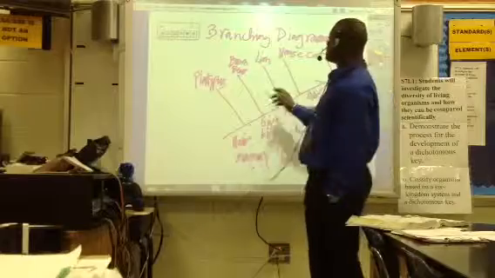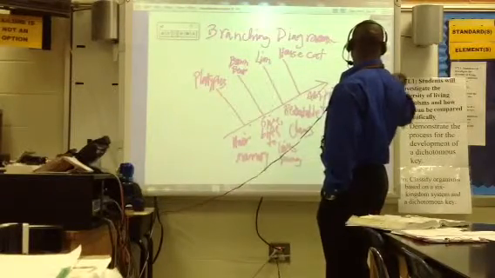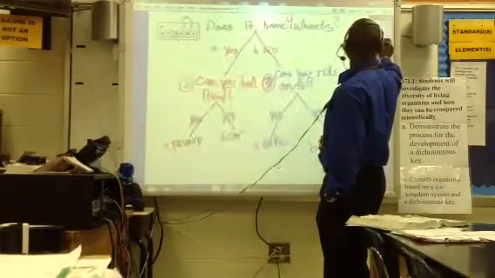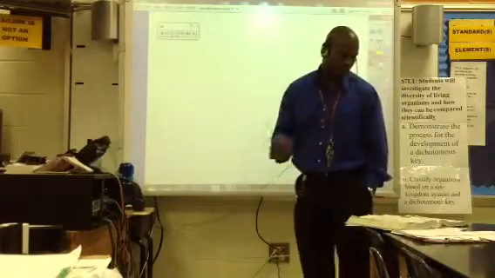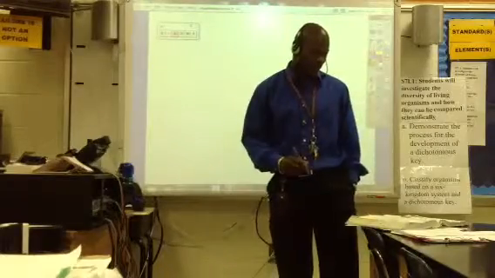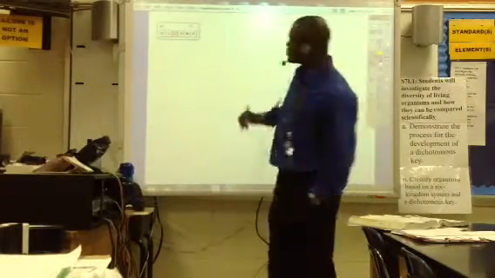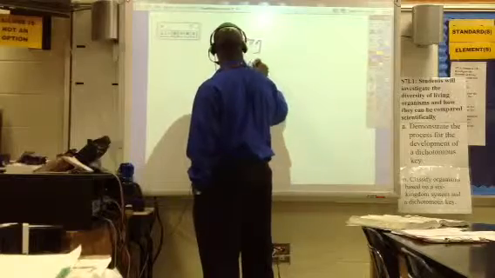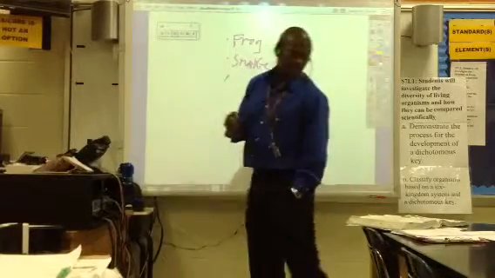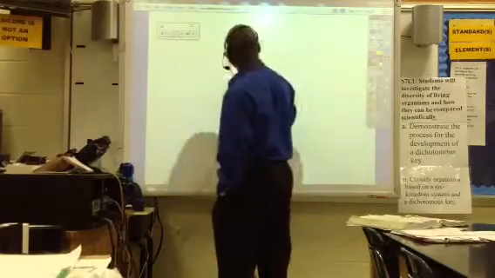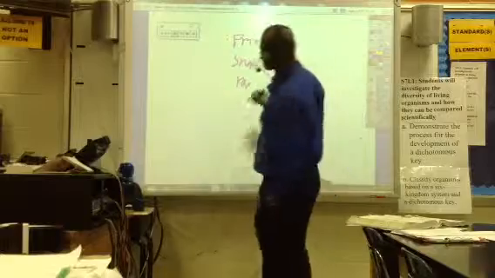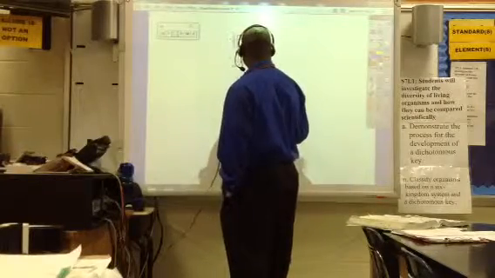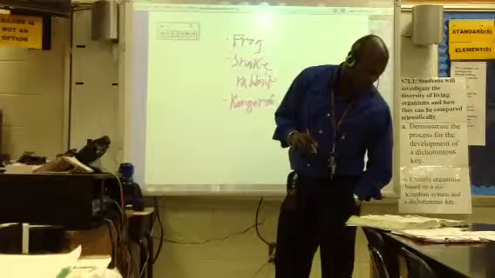So now, you're going to complete the quick lab. In order for you to do the quick lab, on the diagram here, you can do the quick lab dealing with the branching diagram on page 223, except you're going to change the organisms. It gives you the organisms as a frog, a snake, a rabbit, and a kangaroo. Okay, and a kangaroo, right?